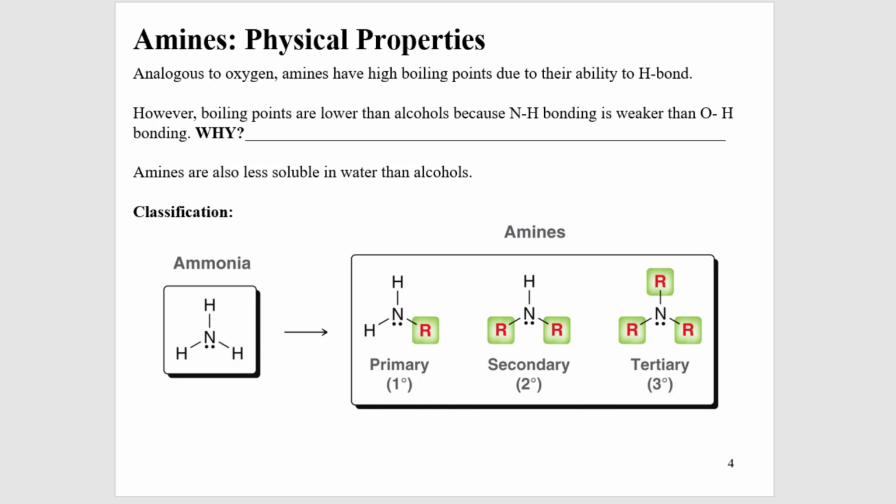A little bit more on physical properties. Well, nitrogen is analogous to oxygen in that amines have high boiling points due to their ability to hydrogen bond, right? Again, the nitrogen, if it has hydrogens on it, has a dipole, or at least an electronegative bond. The nitrogen is partially negative, therefore the hydrogen is partially positive. That's a polar bond, and it's attracted to other NH bonds, maybe in a different molecule or the same molecule. So hydrogen bonding is something that can happen for amines. Therefore, high boiling points and high melting points often result in molecules with hydrogen bonding for amines. However, boiling points are lower than alcohols because NH bonding is weaker than OH bonding.